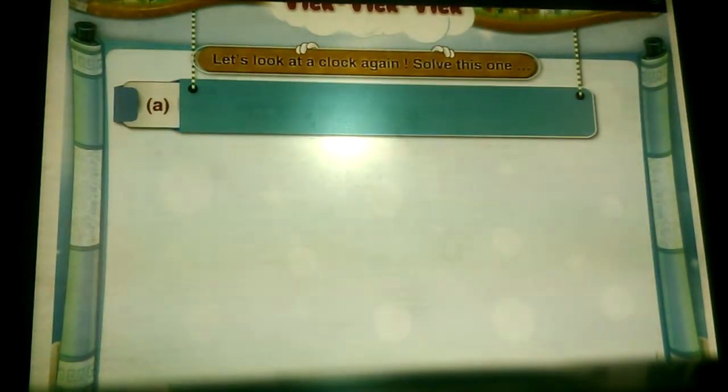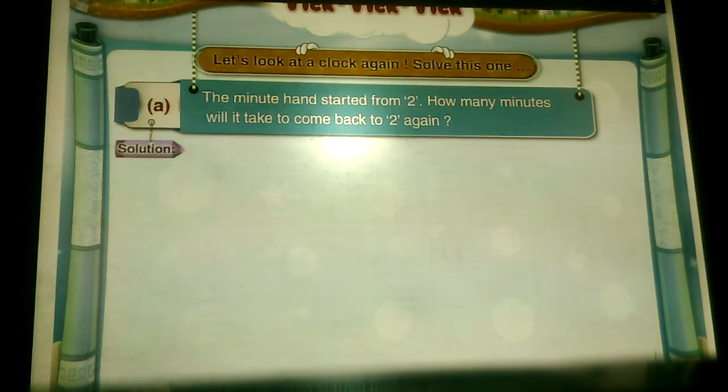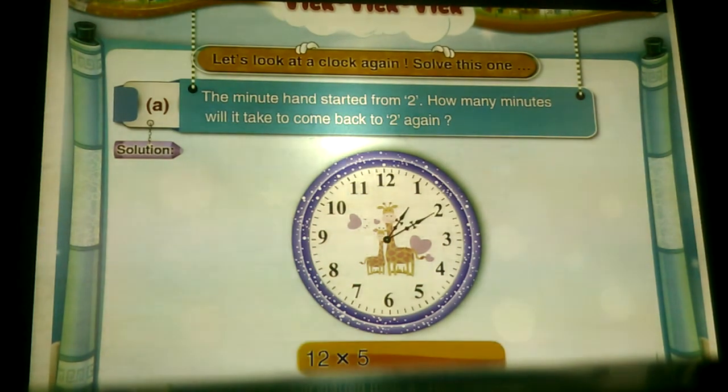Let us look at the clock again. Solve this one. A. The minute hand started from 2. How many minutes will it take to come back to 2 again? The minute hand starts from 2 and comes back to 2 again. Here it covers 12 digits. 12 multiplied by 5 equals 60 minutes.